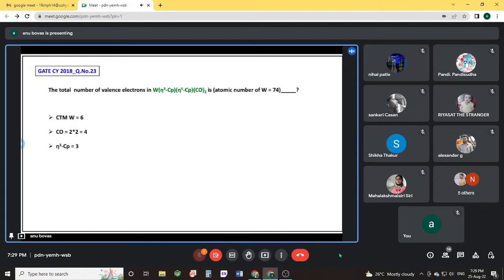Eta 3, correct, 3, and eta 5 Cp will give 5. So the total number of electrons will be 6 plus 4 plus 3 plus 5, that equals 18. So the total number of valence electrons in the complex given will be equal to 18. So this is based on the simple 18 electron rule. If we know that, we can answer any such kind of questions. So is this clear for everyone?